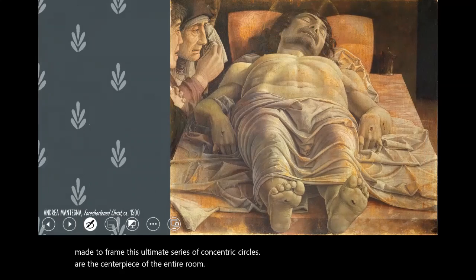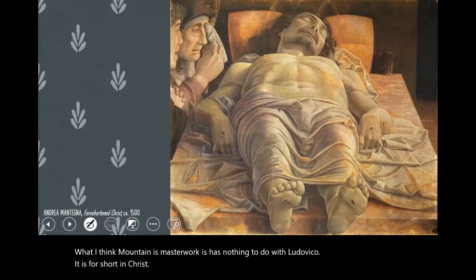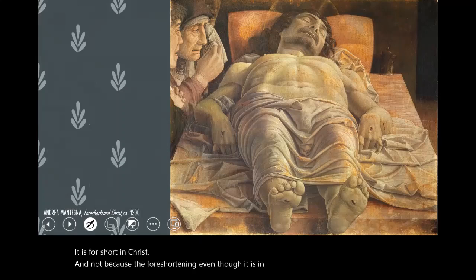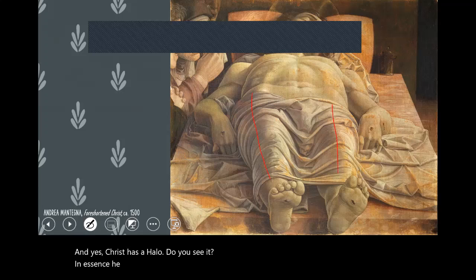Now, what I think is Mantegna's masterwork has nothing to do with Ludovico. It is the foreshortened Christ. And not because of the foreshortening, even though it is in the title. I think the genius of Mantegna here is the halo. And yes, Christ has a halo. Do you see it? In essence, he distorted the foreshortening.